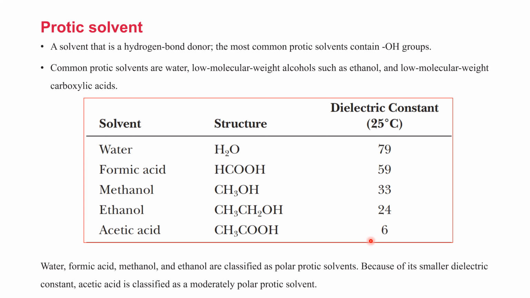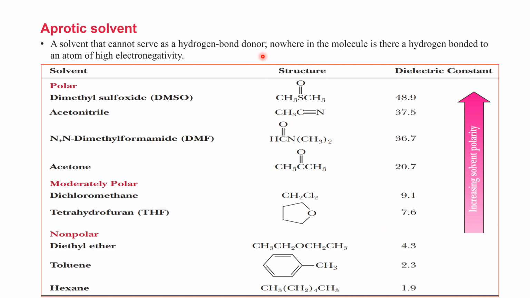Now, the next is the aprotic solvent, a solvent that cannot serve as a hydrogen bond donor. So this is just the opposite of the protic solvent. Nowhere in the molecule is there a hydrogen bonded to an atom of high electronegativity. Here you can see a list of some of the common solvents. This is not the complete list. These are basically the most common solvents usually used in organic chemistry, synthetic chemistry, and our teaching labs. The polar aprotic solvents are dimethyl sulfoxide, commonly known as DMSO, acetonitrile, N,N-dimethylformamide, DMF, and acetone.